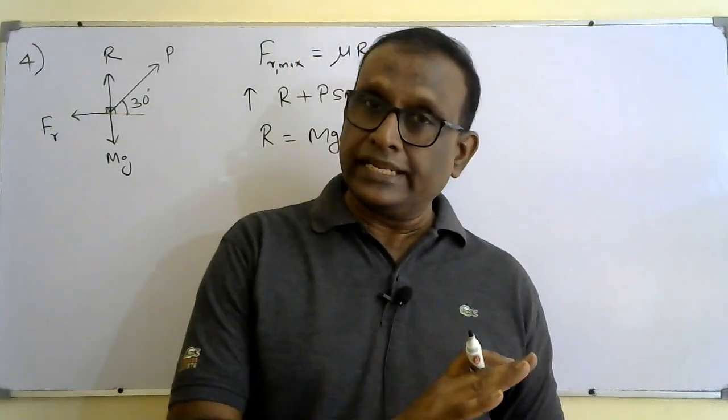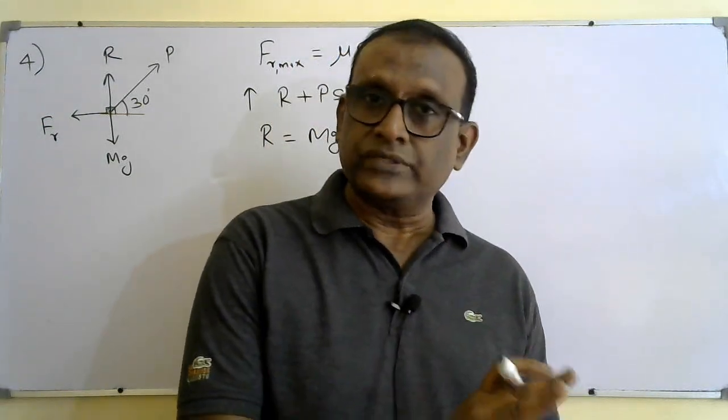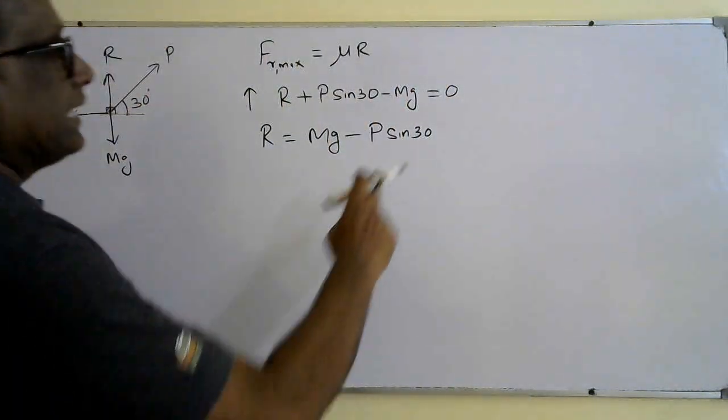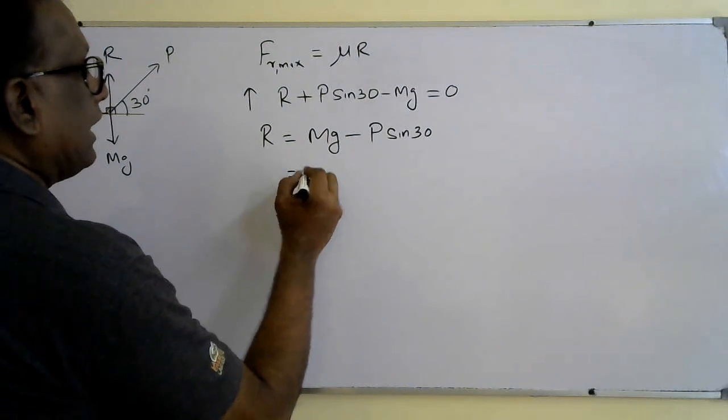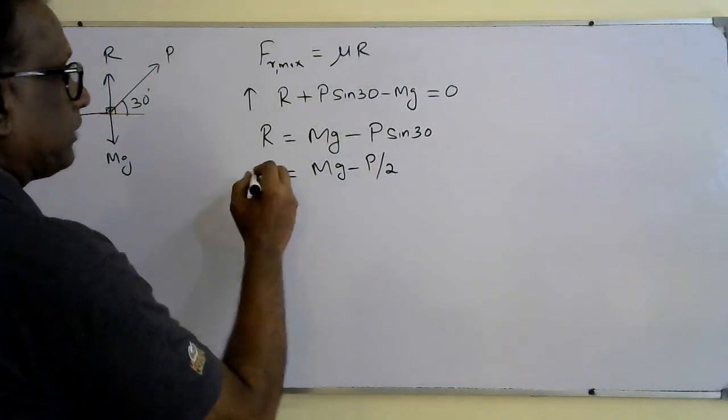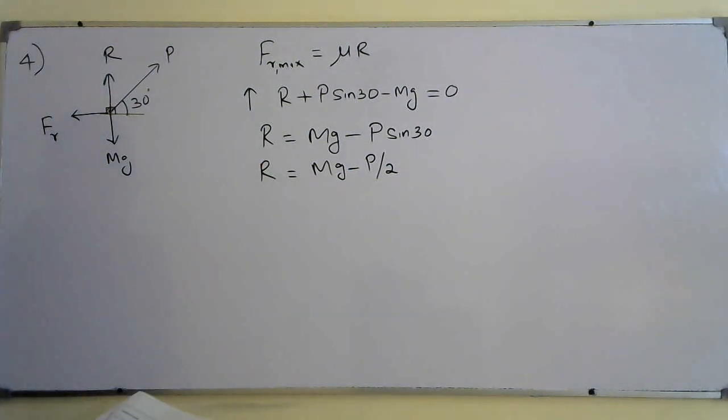Earlier P was 14 Newton. Yes, when P was 14 Newton, the limiting friction was 18. Now it's going to be different. So sine 30 is half, so R is going to be mg minus P by 2. P by 2 is the vertical component, and this is the normal reaction.